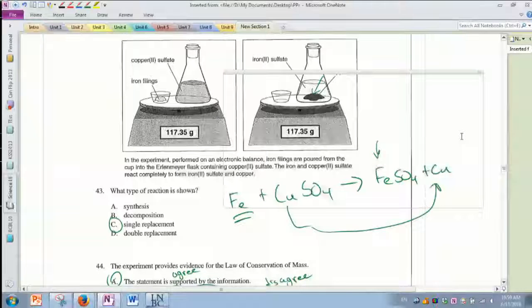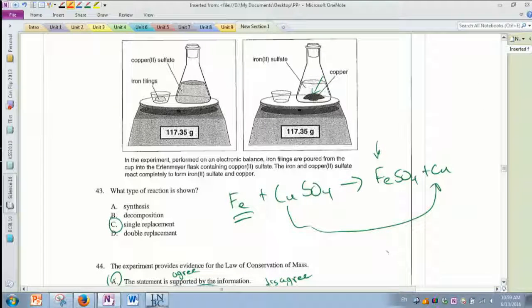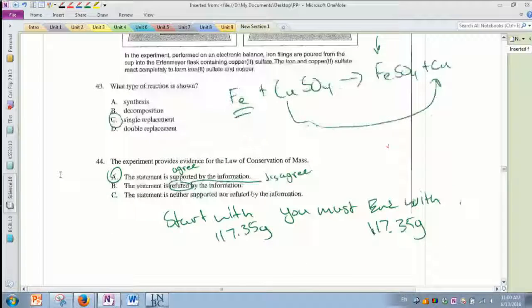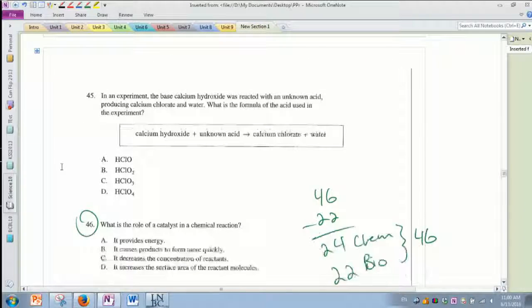43, there's always a question like 43 on the tests. Gives you a picture or a diagram of some sort of a reaction that's taking place, and you have to know what reactants and products there are. Super important. You know how to do that. 44, agree, refute, again. Done that one already. 45, this is the one you mentioned, I think, Abby, in chat.